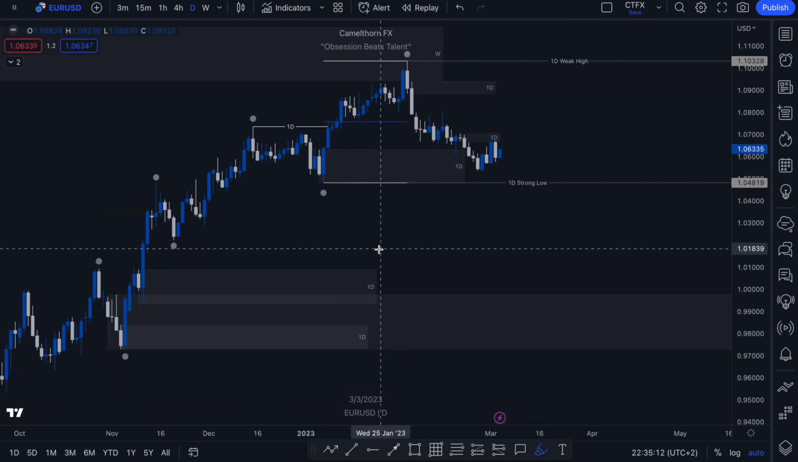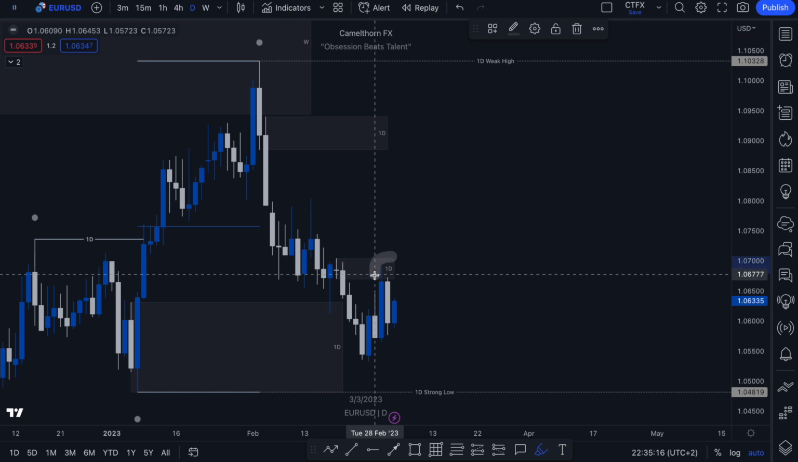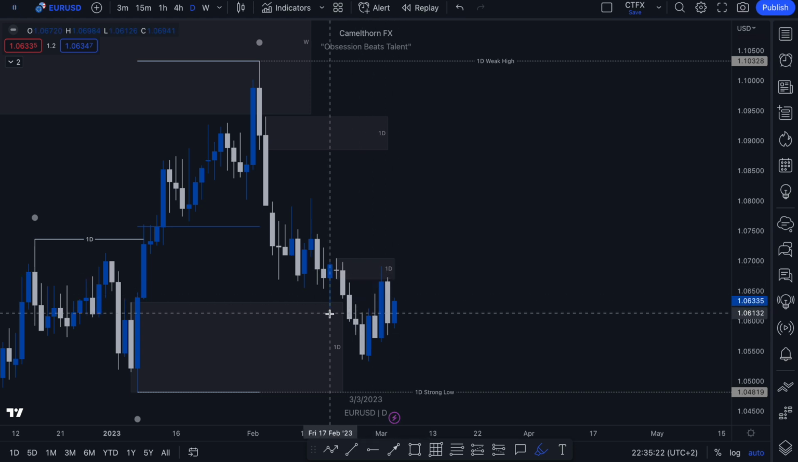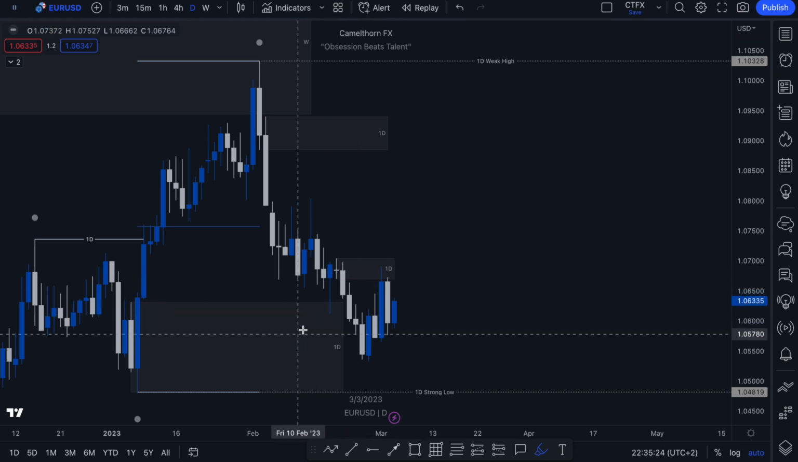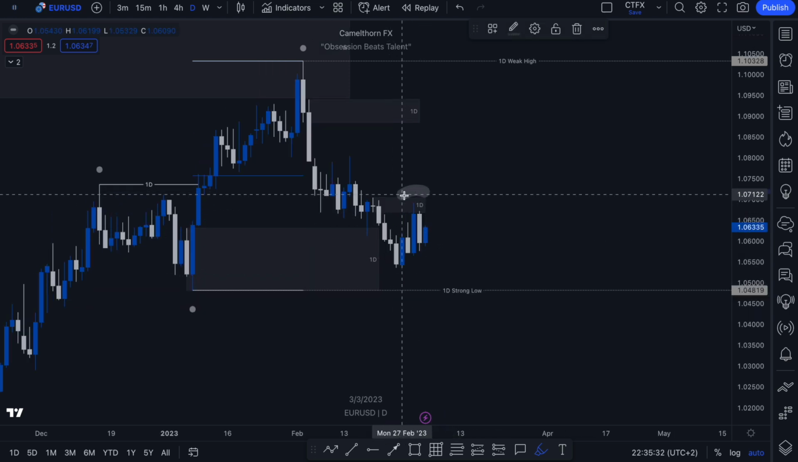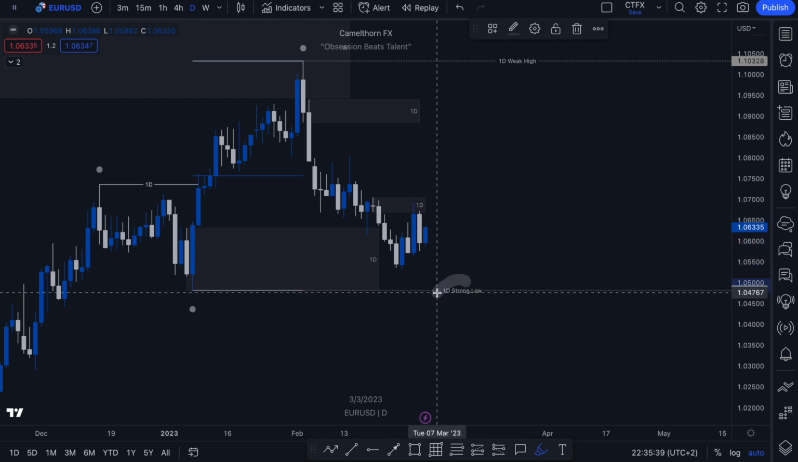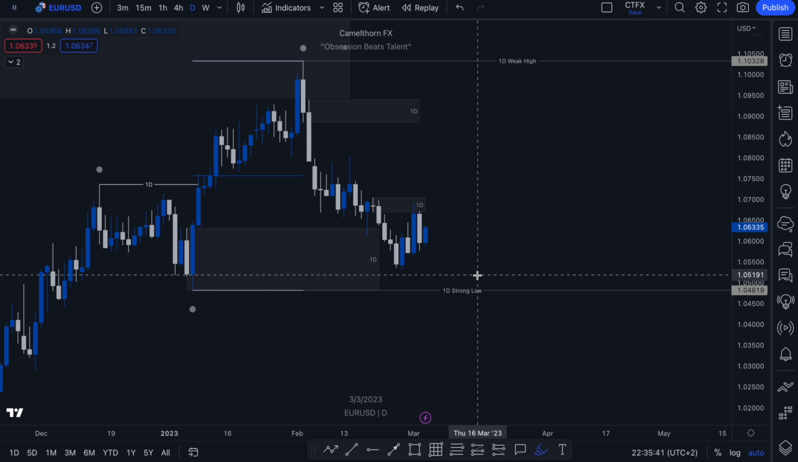Now, interestingly enough, price action has recently mitigated this intermediate daily supply in here that formed after the initial bullish reaction to this daily extreme zone. Okay, and we've seen a very nice bearish reaction to that zone. So if this supply continues to hold, it could be strong enough to push price action through this particular strong low.